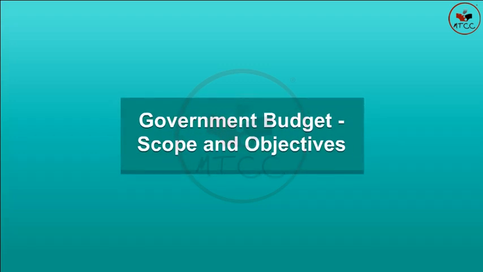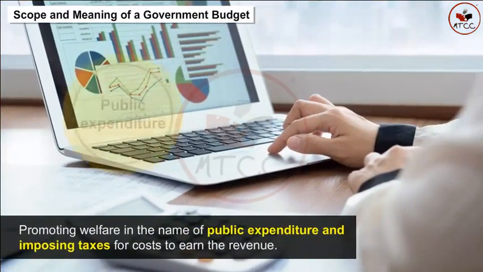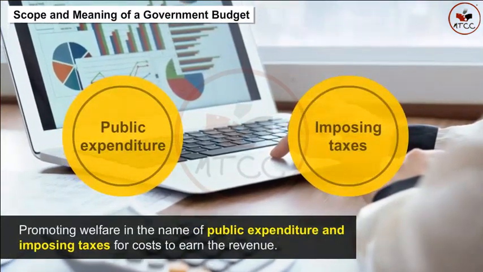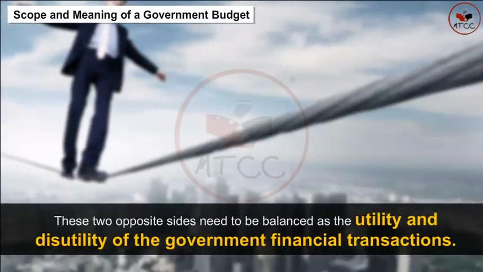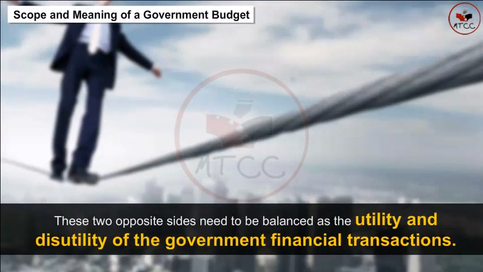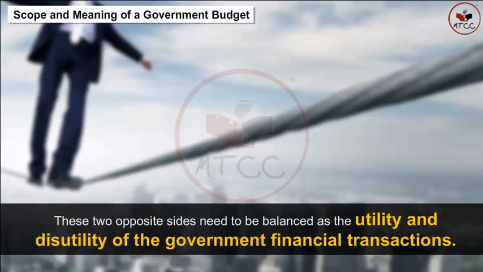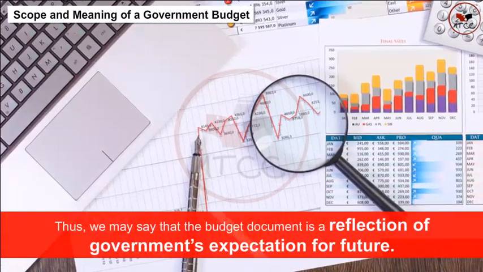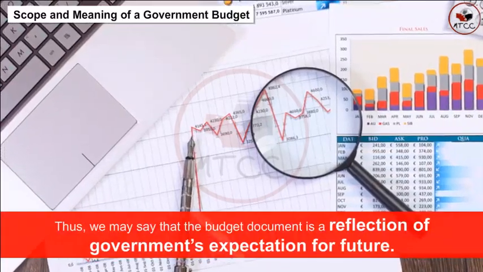Government budget, scope and objectives. Promoting welfare in the name of public expenditure and imposing taxes for costs to earn the revenue. These two opposite sides need to be balanced as the utility and disutility of the government's financial transactions. Thus, we may say that the budget document is a reflection of the government's expectations for the future.